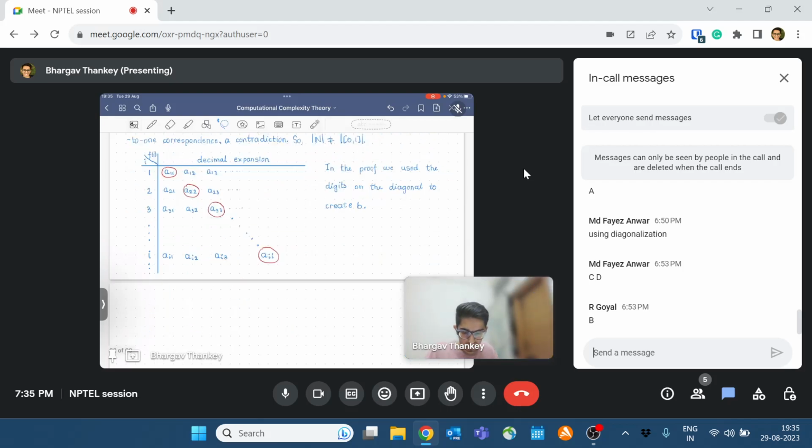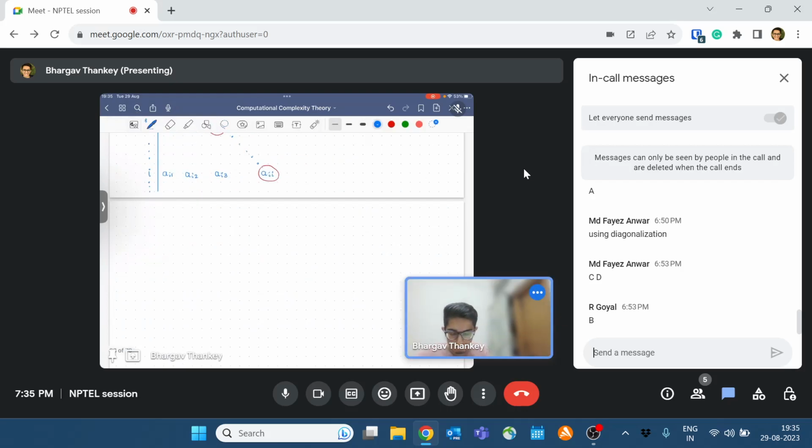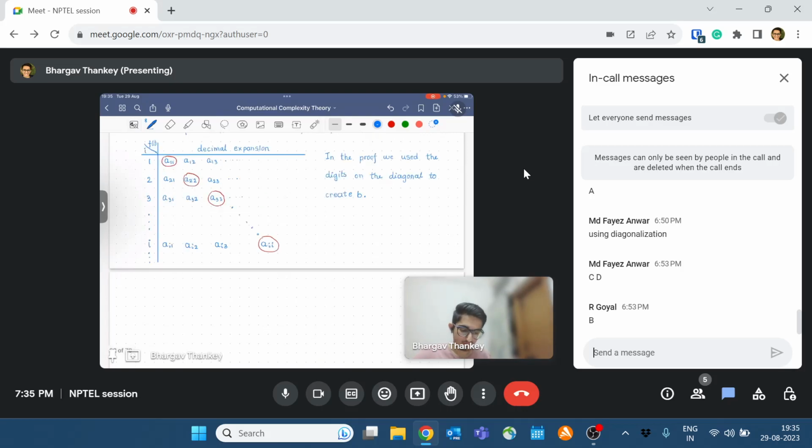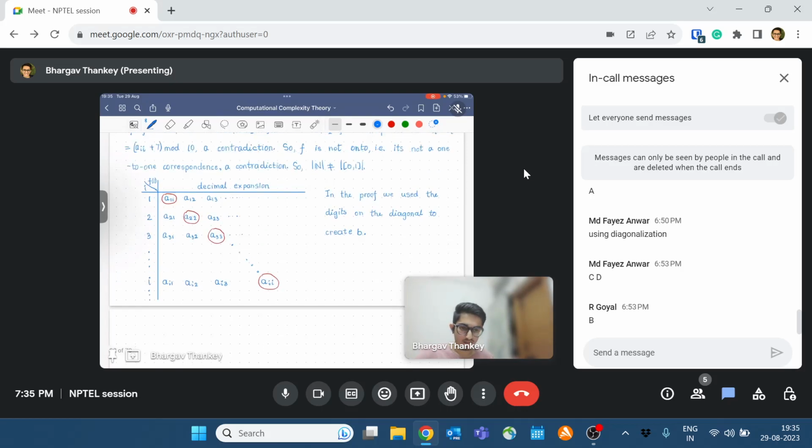It's clear that we are using the diagonal terms here, but how are we constructing a new element by adding, say, 7 to all these terms and taking its modulo 10, and that results in something which is not the image of any element of the set of natural numbers, right? So how can we depict this from this table?